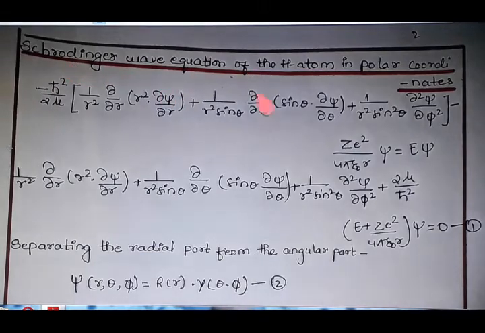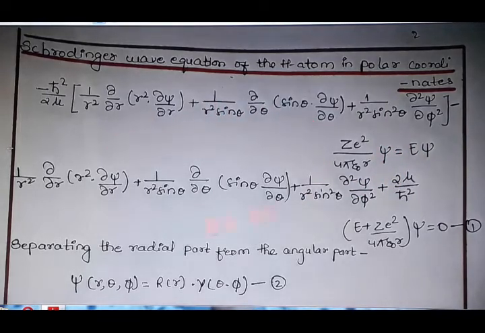The Schrodinger wave equation of the hydrogen atom in polar coordinates is minus h bar square divided by 2 mu, bracket open, 1 divided by r square partial derivative with respect to r of r square into partial derivative of psi with respect to r, plus 1 divided by r square sine theta into partial derivative with respect to theta of sine theta into partial derivative of psi with respect to theta, plus 1 divided by r square sine square theta into second partial derivative of psi with respect to phi square, minus Ze square divided by 4 pi epsilon naught r into psi equals E psi.